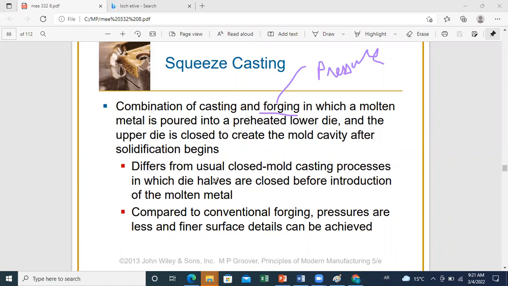However, in the other case, we have the pouring part, then we close the die, and compared to conventional forging, pressures are less and finer surface details can be achieved. So when you combine casting and forging, then the pressures will be lower than the pure forging technique.